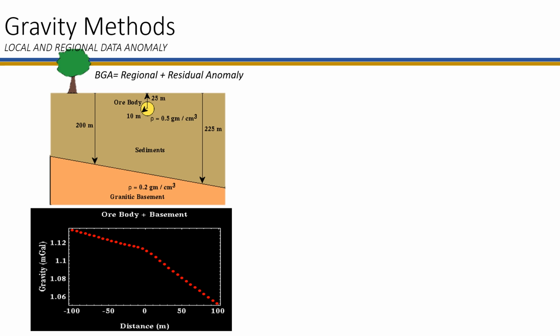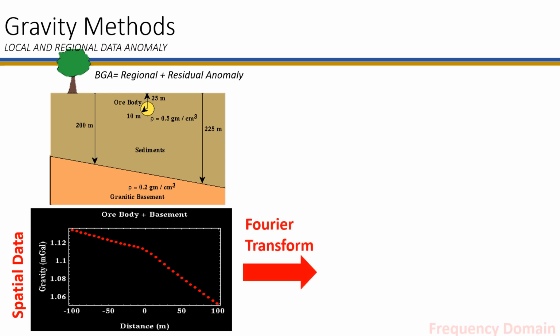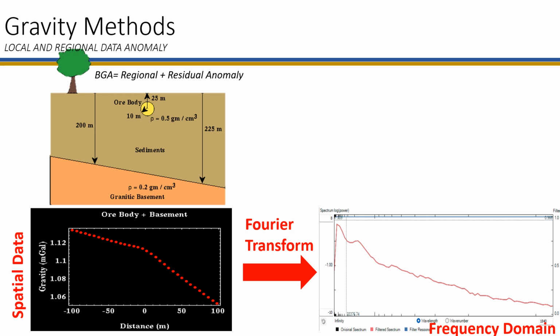However, these separations can only be achieved in the frequency domain. The data that we obtain is in spatial form, meaning it depends on distance and time. To convert the data into the frequency domain, we need to employ a frequency transform called the Fourier transform. This transformation converts spatial data into the frequency domain, revealing low and high frequencies, corresponding to long and short wavelengths respectively, as shown in the graph.